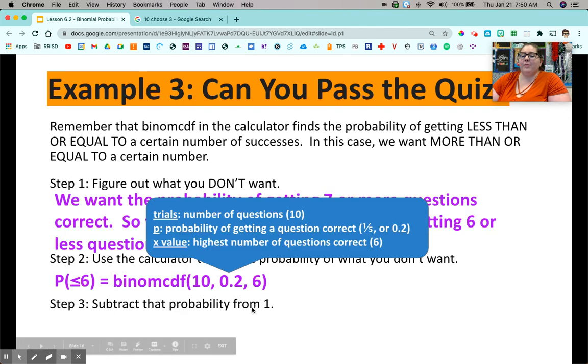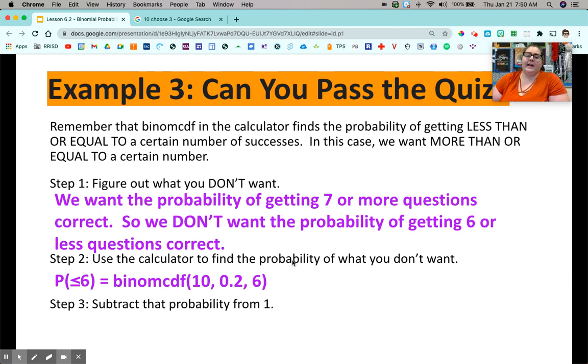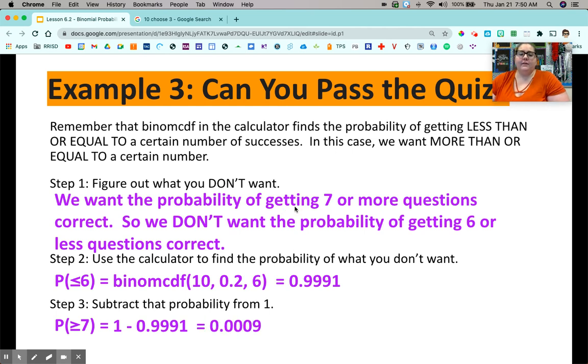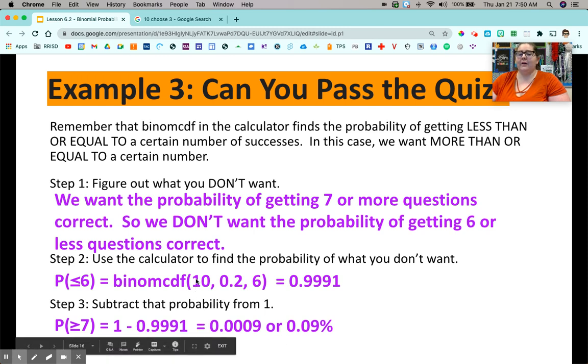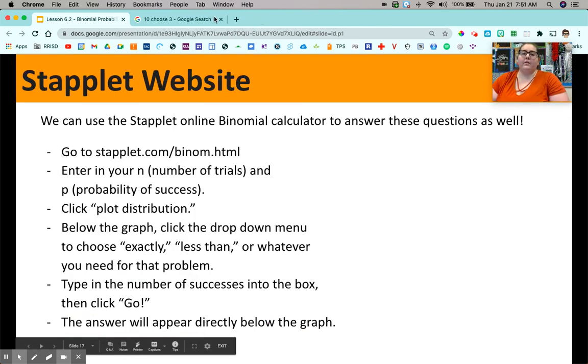So when I talk about my probability of success, probability of getting a question right would be 1 out of 5 or 0.2. So this would be a way that I can still use my calculator and still use binom CDF to find this probability of getting 7 or more questions right. It's all a matter of working backwards and thinking about what I don't want and then subtracting it from 1. But let's talk about an even nicer way of figuring out that probability. So working backwards, using my calculator to find what I don't want, subtracting from 1, I'm going to get 0.0009 or 0.09%. But let's talk about a lovely website.